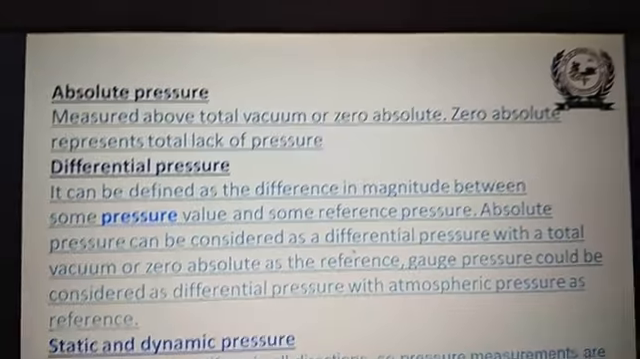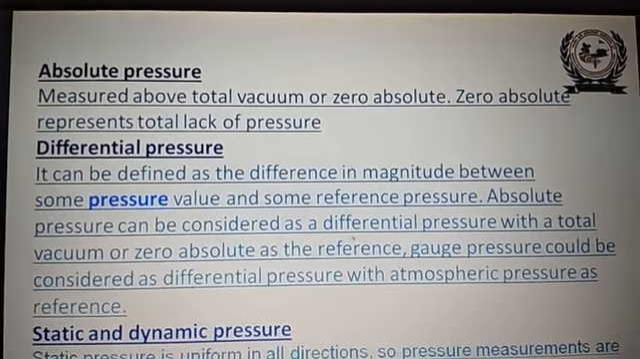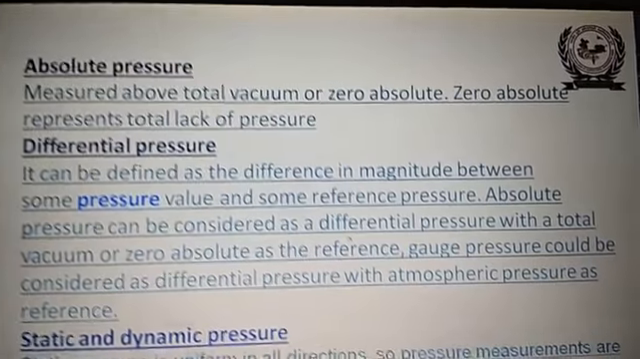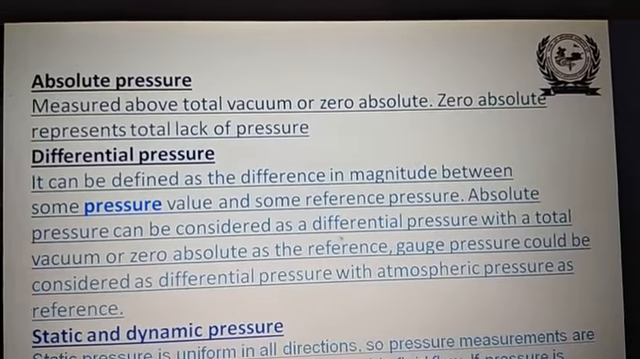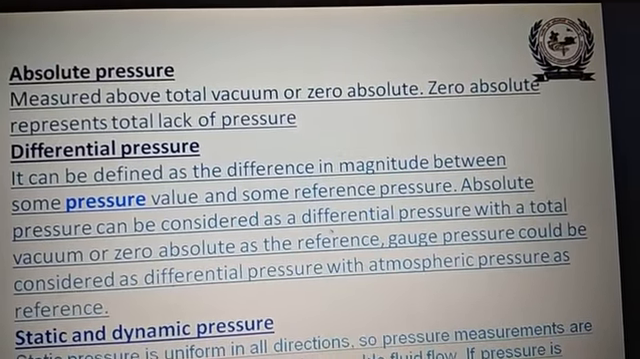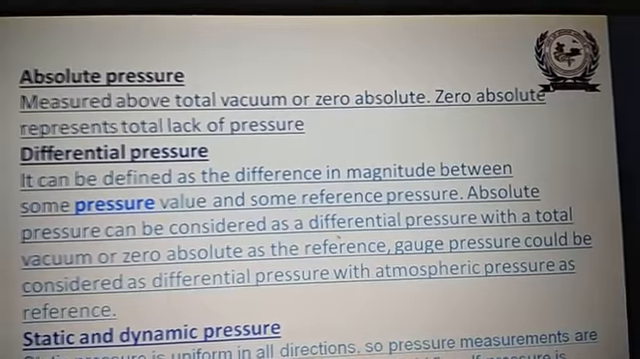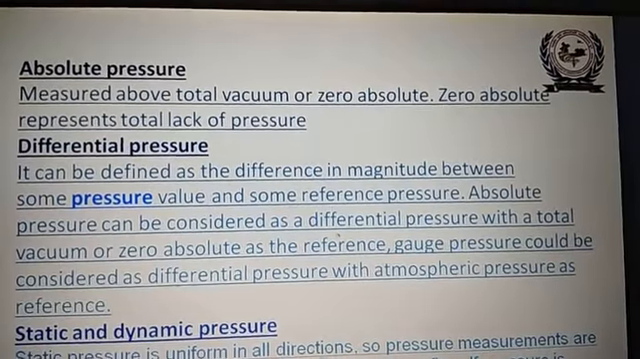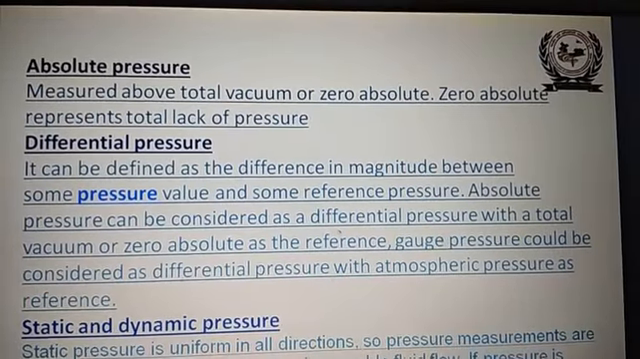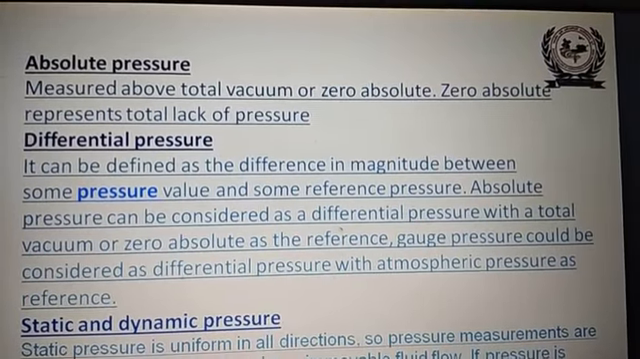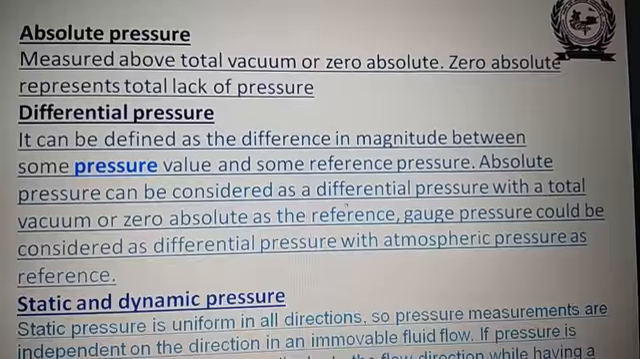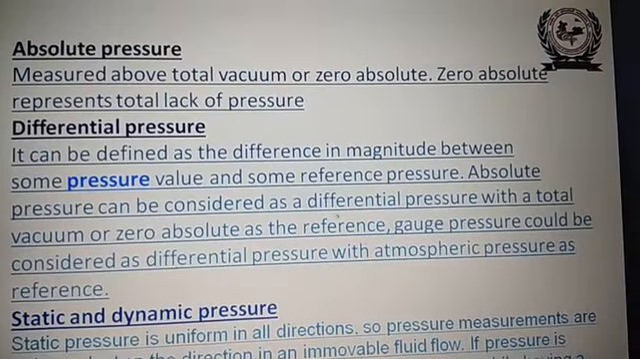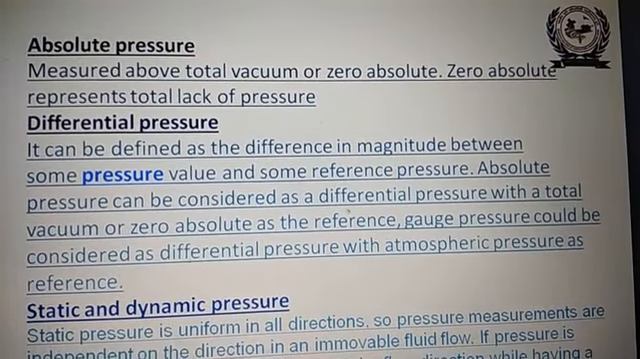Then absolute pressure. We have used this word before in this definition, but what is absolute pressure? Absolute pressure is measured above total vacuum, or zero absolute, and zero absolute represents total lack of pressure. So absolute pressure is measured above the total vacuum.